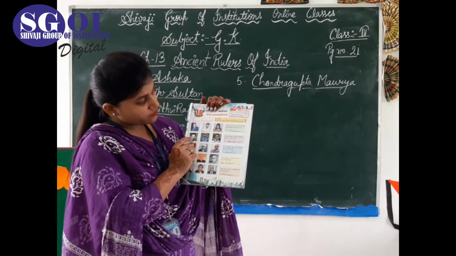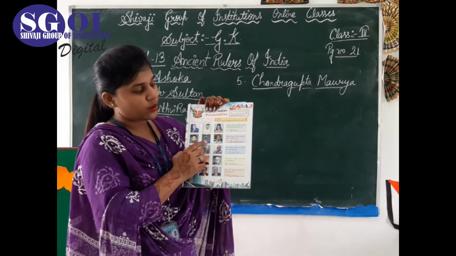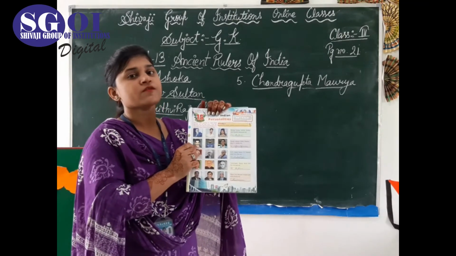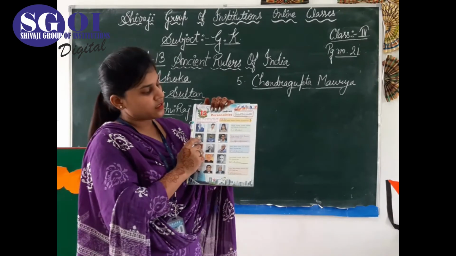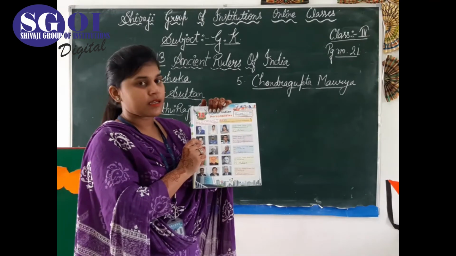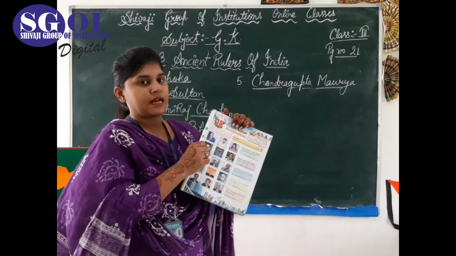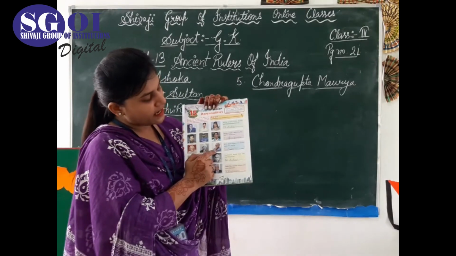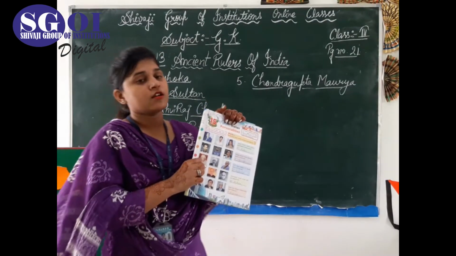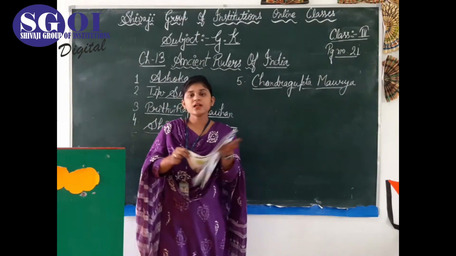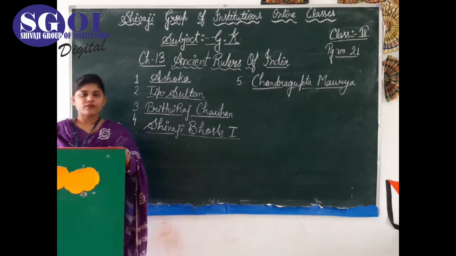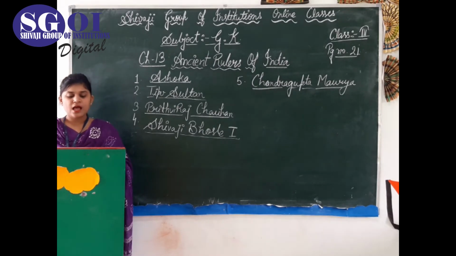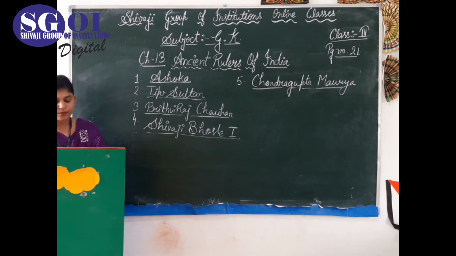Second, Pankaj Advani, Rohit Sharma and PV Sindhu. They are related to which field? Sports persons. They are sports personalities. APJ Abdul Kalam, C.V. Raman and C.N.R. Rao are the scientists. So like this you all have to complete chapter 15. Now move to chapter 16 and open page number 24.